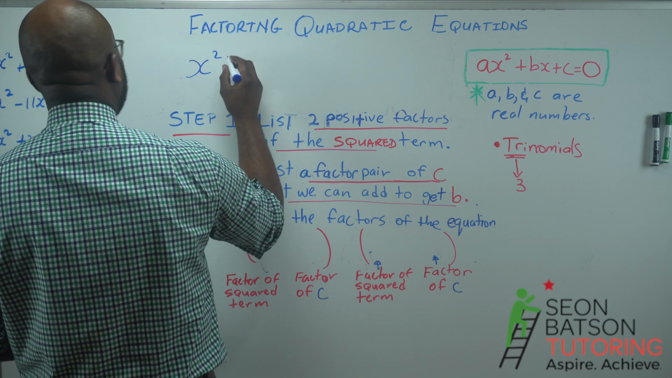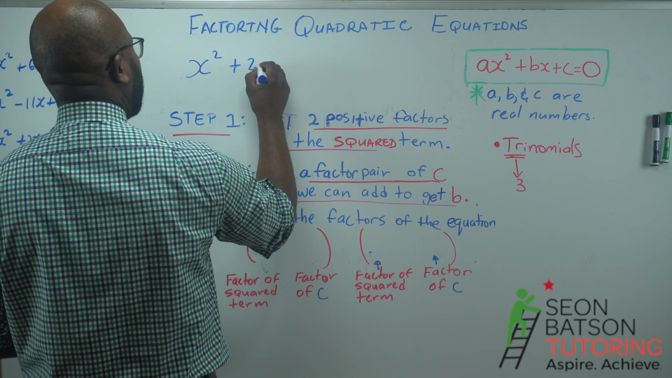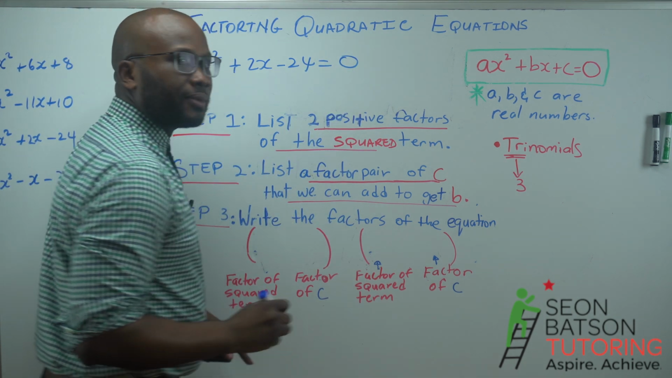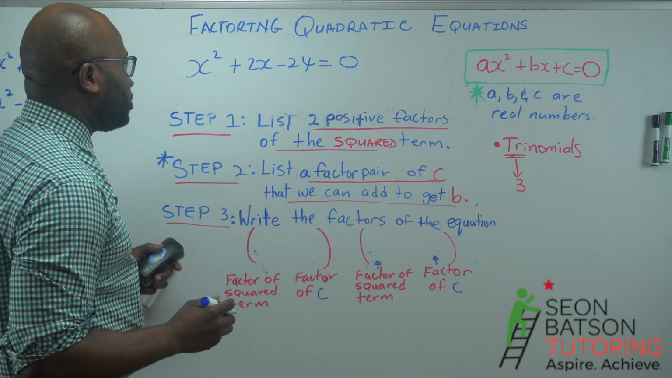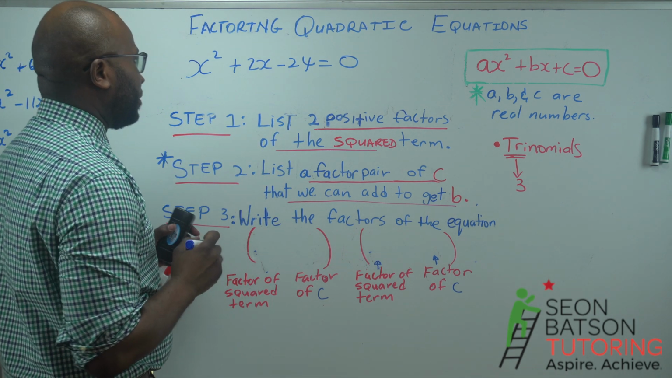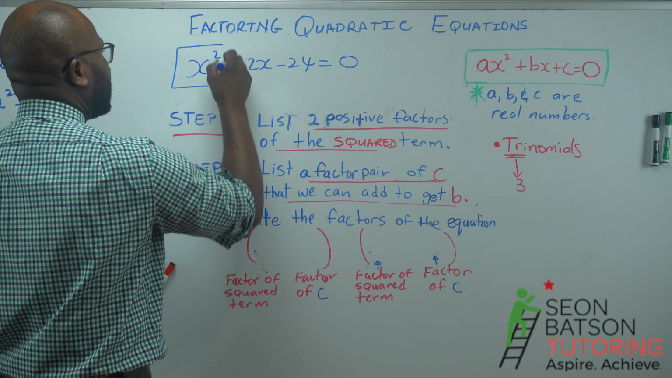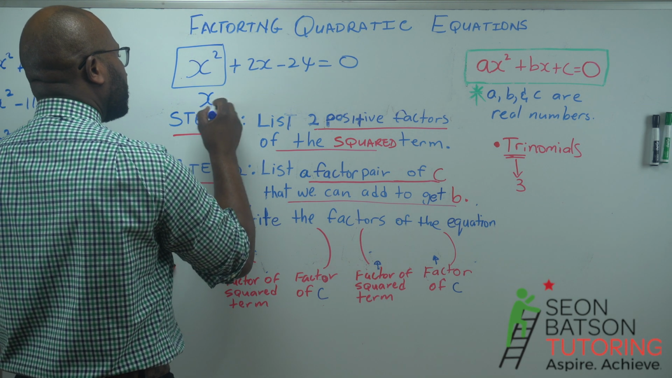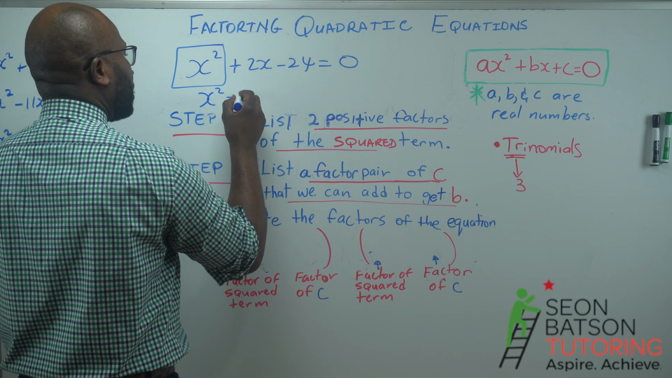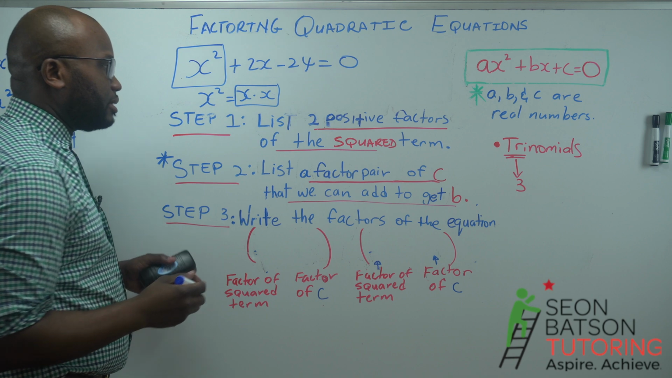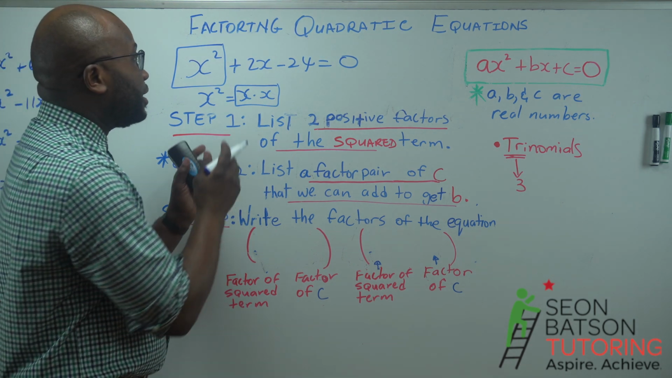Yes, let's try x squared plus 2x minus 24 is equal to 0. Now, step 1 is to list two positive factors of the squared term. The squared term in this example again is x squared. And we know that from the first example, two positive factors of x squared are x and x. Because x times x is x squared. So we are done with step 1.